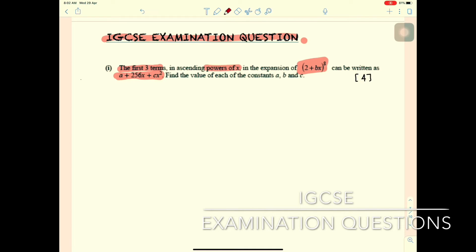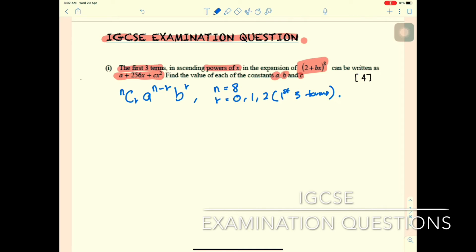Find the value of each of the constants a, b, and c. For this question, I want to use this formula nCr a power of n minus r and b power of r, where n equals 8 and r equals 0, 1, and 2. This is the first three terms.